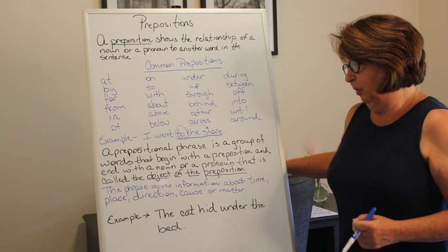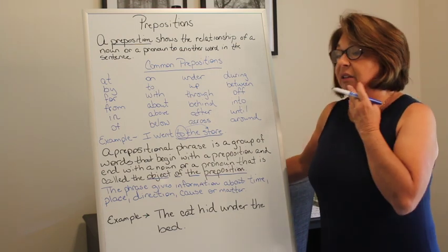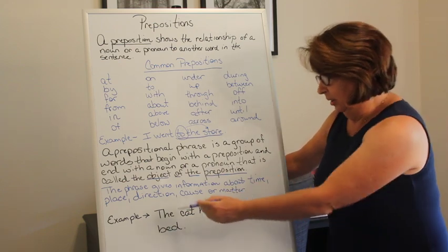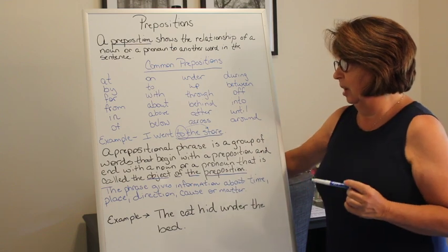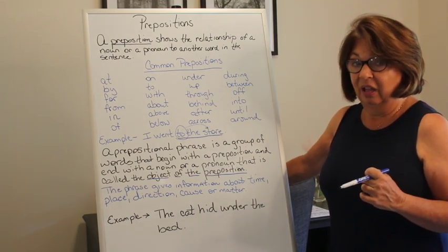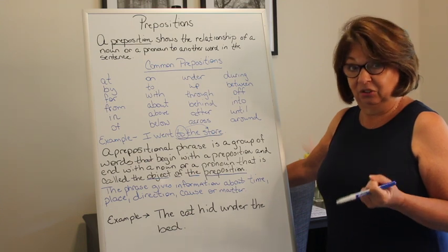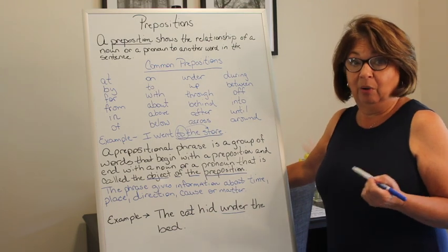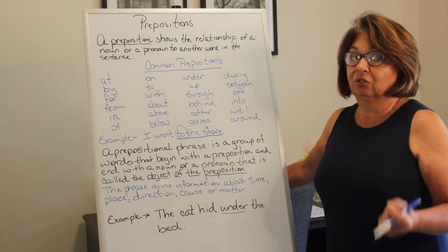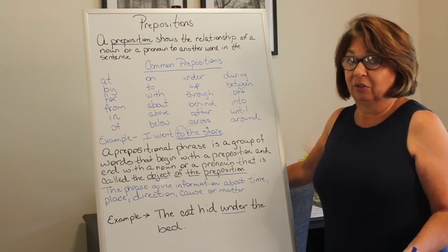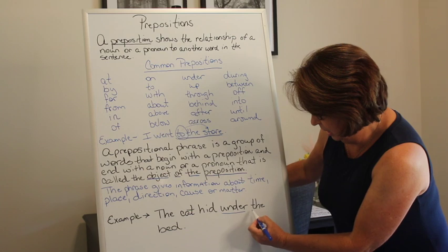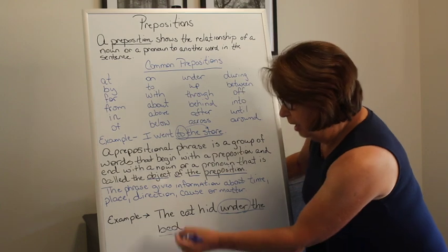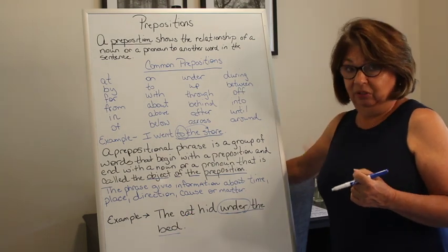All right, another sample sentence. The cat hid under the bed. Let's look at that sentence. Can you find the preposition in this sentence? Look at the sentence, and look at your list up here, and see if you see any of those words that could be the preposition. Did you find it? Yes, if you found the word under, you would be correct. So under is the preposition. Every prepositional phrase starts with the preposition. So now we have to look for the phrase after it. So here is the phrase, it's the preposition, under the bed. And this word is the object of the preposition.